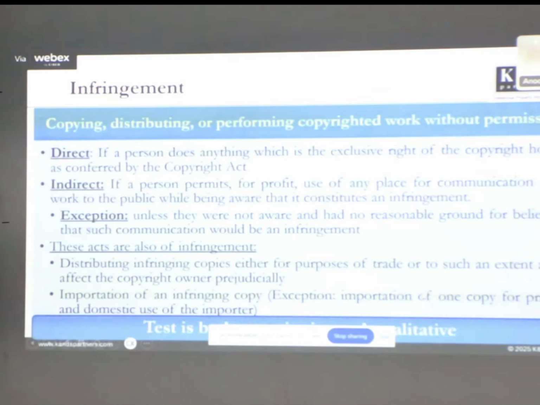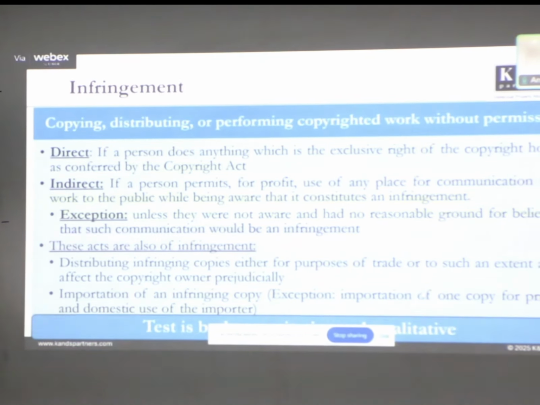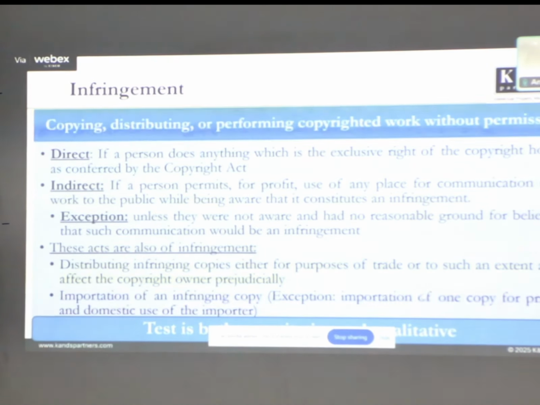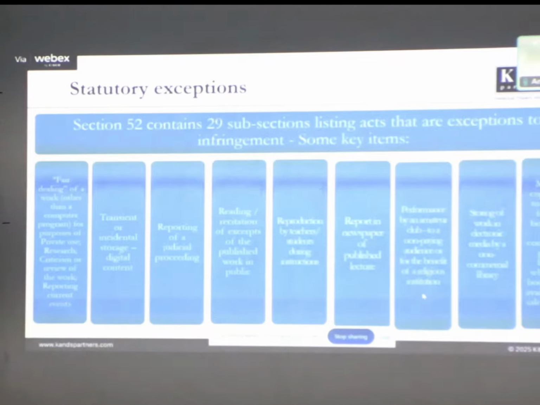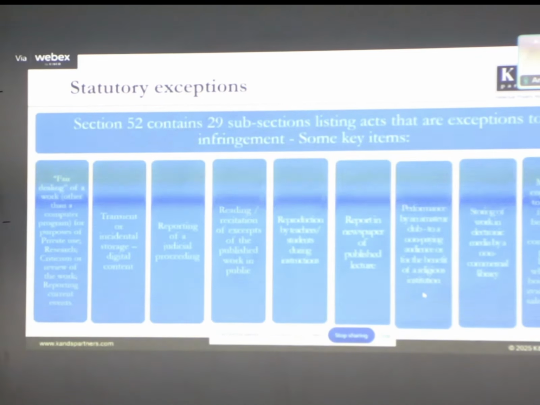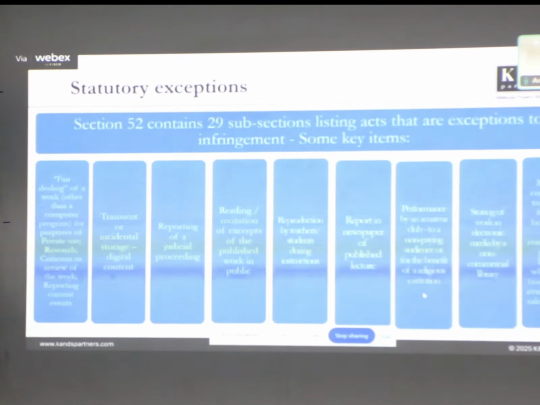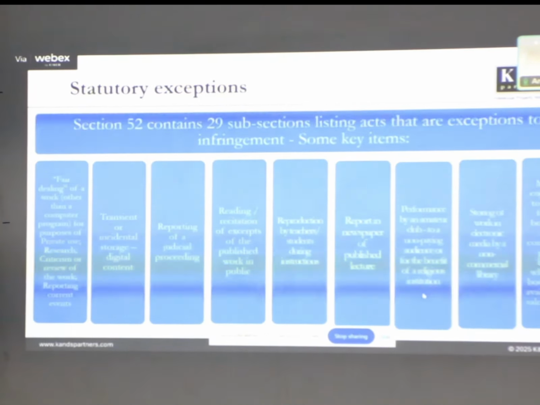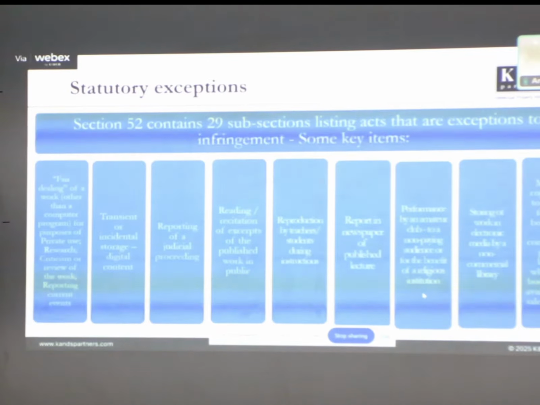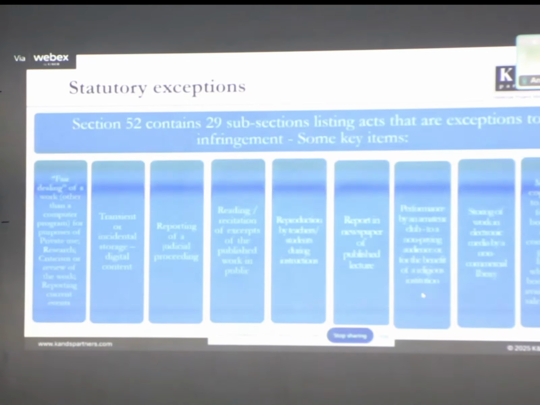I'm sorry. So importing of an infringing copy, not one copy, but if there are several, then even that could amount to infringement. Now there are some statutory exceptions. These are statutory defenses that are provided for under the Act, defenses to infringement. There are several. We've put in some key items here.